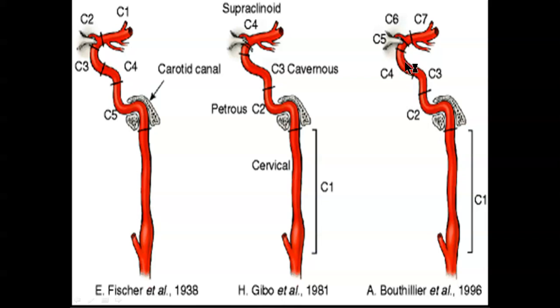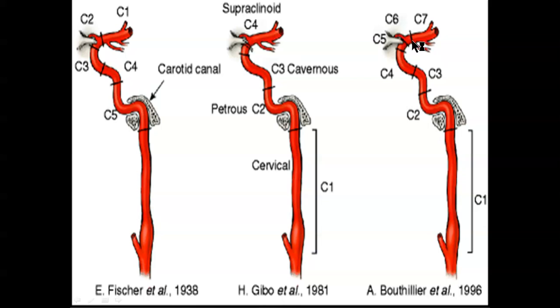Then the cavernous segment remains the same as it was in the Gibo classification. So we have one in plus. Then clinoid: in the Gibo classification, this clinoid area, which I already talked about, wasn't given any name. But Boutelier gave this segment also a name, so hence called the clinoid segment. So hence C5.